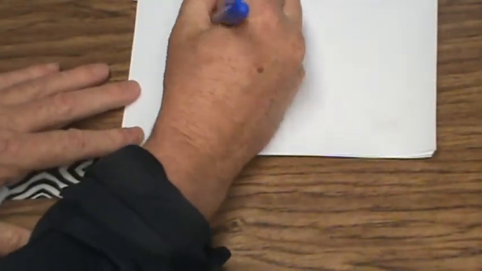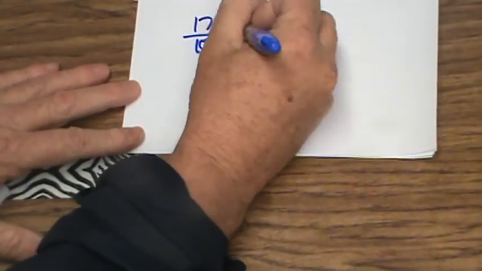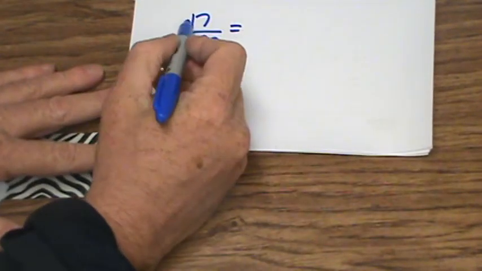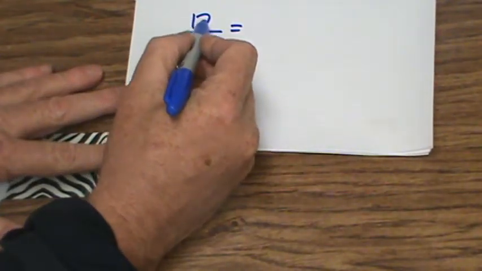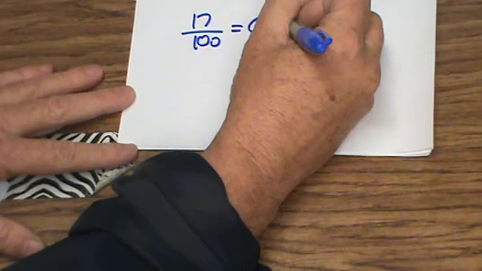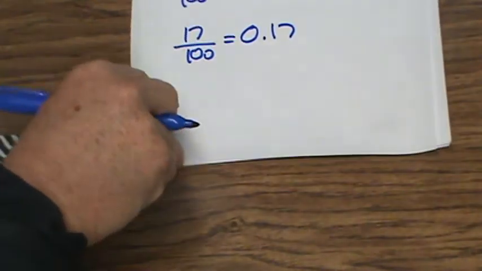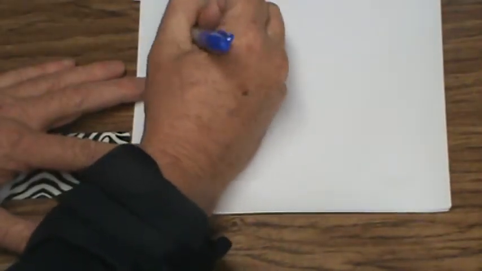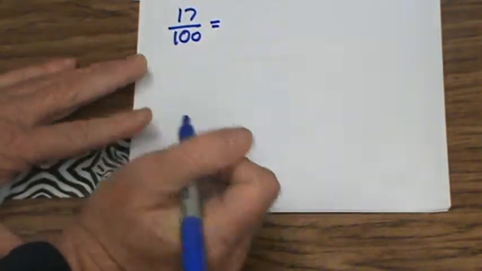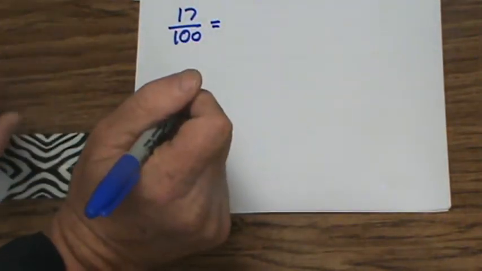Let's do 17/100ths. Well, think about this. We have a 10th and we have 7/100ths. So it'd be 0.17. I hope that makes sense. Let's give this another try here. And we're going to write that same fraction, 17/100ths, and we're going to break this down a little bit to show what we got going on.